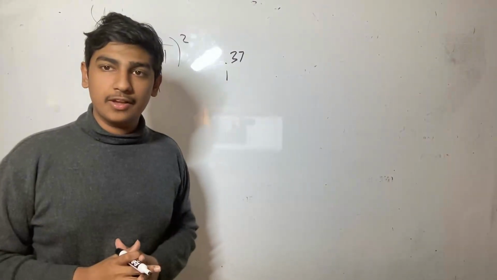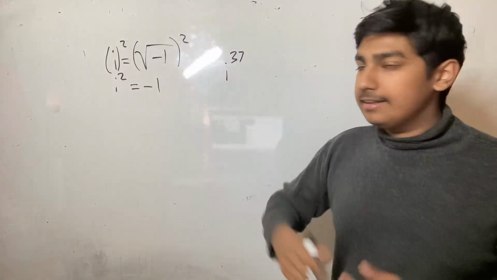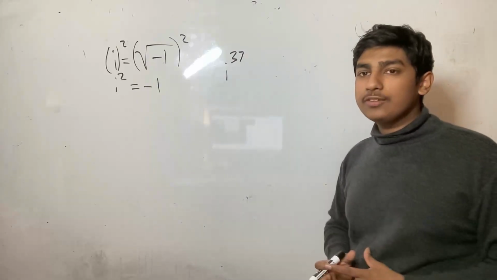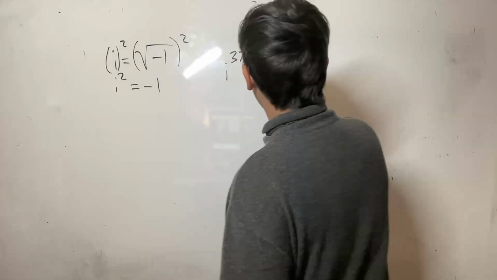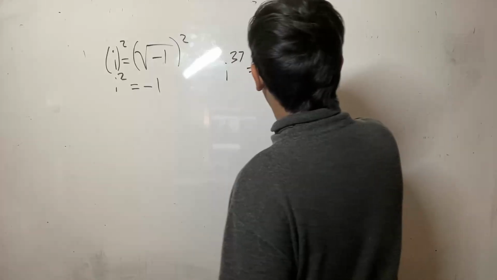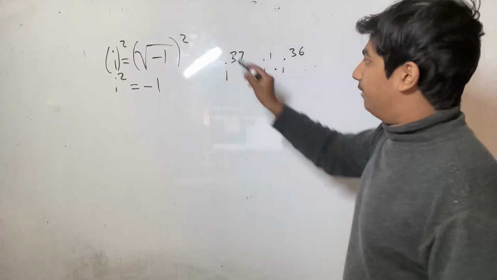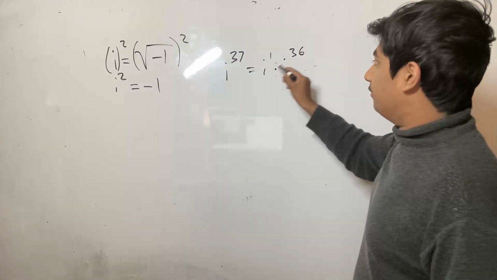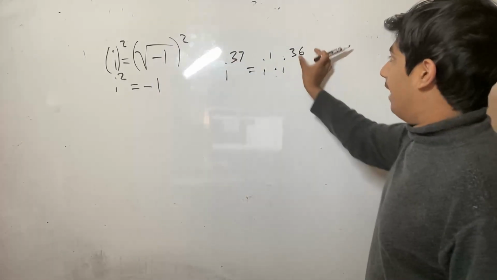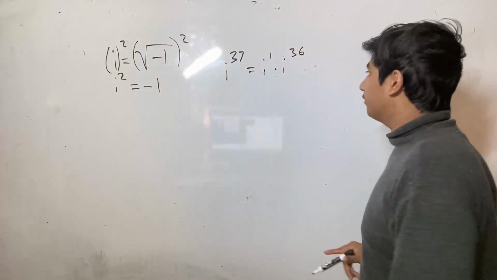So i to the power of 37. Alright, assuming you gave it an attempt, there are many ways you could approach this, but one way is to rewrite this as i to the first times i to the 36. That works because i to the 37 is the same as i to the first times i to the 36. You add 36 plus 1, that's 37, so this works.